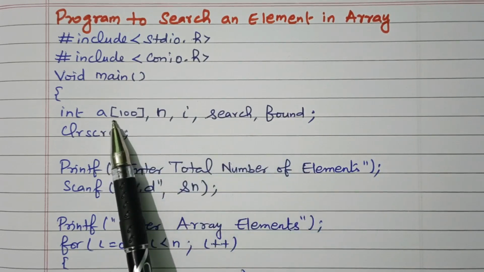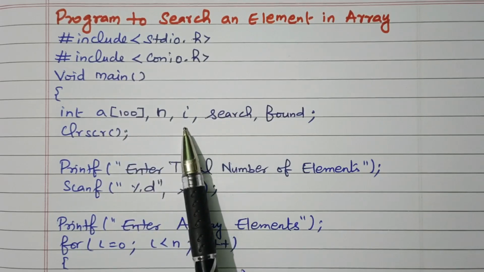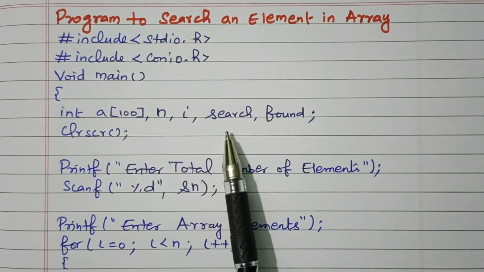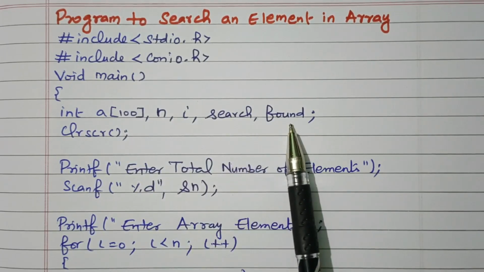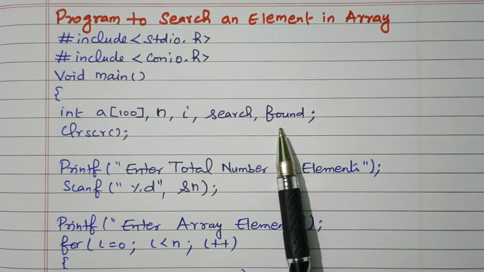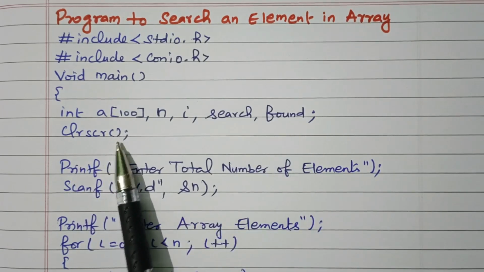So the single dimensional array with 100 elements, and the number of elements is used for the for loop. The search contains the element to be searched. Found will give the detail whether the number is found or not. Then clear screen. We clear the previous content.